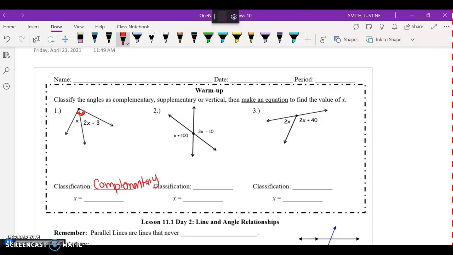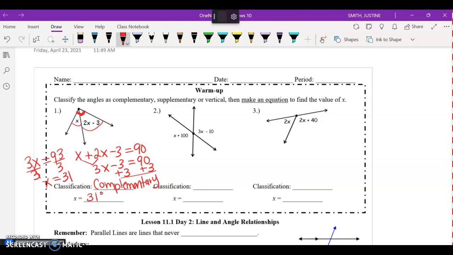Okay, so our equation, we know that these two angles sum to 90 degrees. So x plus 2x minus 3 should be equal to 90 degrees. This gives us 3x minus 3 equals 90 degrees. We're going to add 3 to both sides. We're running out of room here. So we get 3x equals 93, so x is equal to 31 degrees.